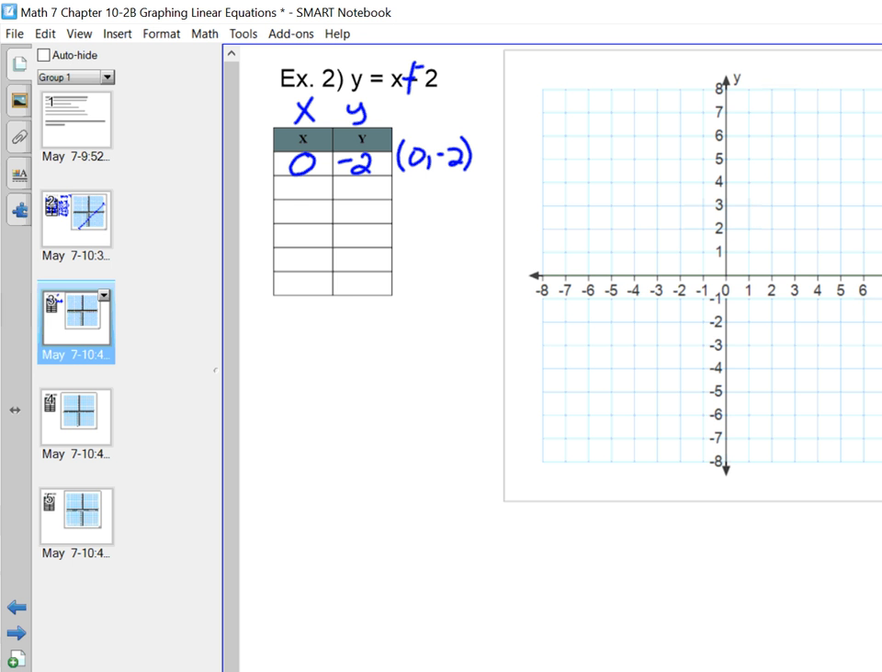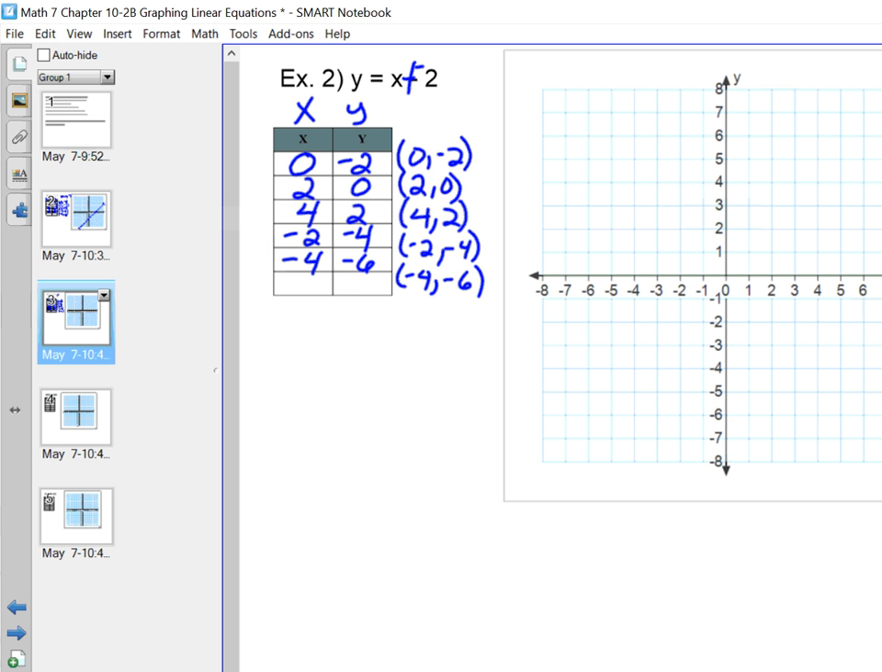Then I decided to try a 2. 2 plus -2 is going to be 0. So my ordered pair will be 2, 0. I chose a 4 again. 4 plus -2 is 2. So one of my ordered pairs will be 4, 2. Now I chose to use the negatives of those. So I chose a -2. -2 plus -2 is -4. I have a point of -2, -4. I then picked -4. -4 plus -2 is -6. So my last ordered pair is going to be -4, -6.